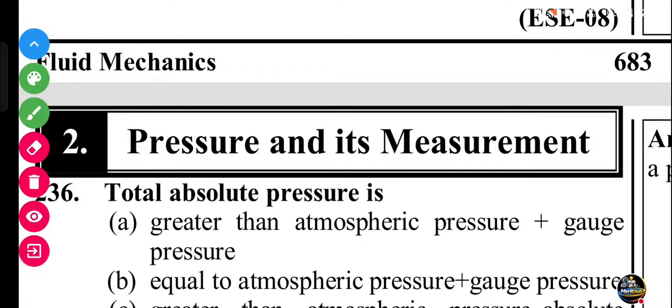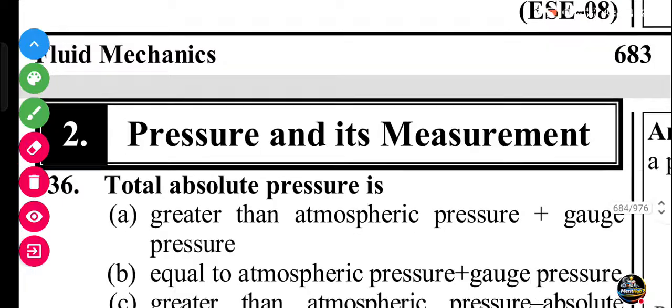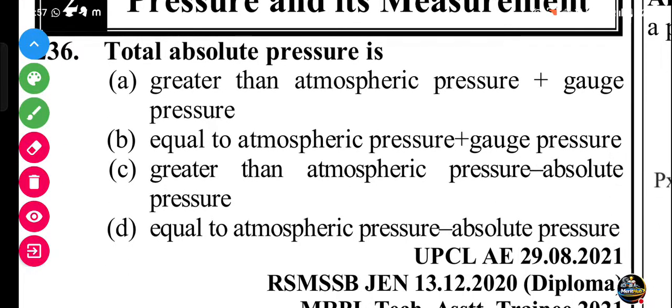Okay, let's start the second chapter of fluid mechanics, which is pressure and its measurement. Question number 236. What is the total absolute pressure? Greater than the atmospheric pressure plus gauge pressure, equal to the atmospheric pressure plus gauge pressure, greater than the atmospheric pressure minus absolute pressure, equal to the atmospheric pressure minus absolute pressure. Total pressure means greater than the atmospheric pressure plus gauge pressure.